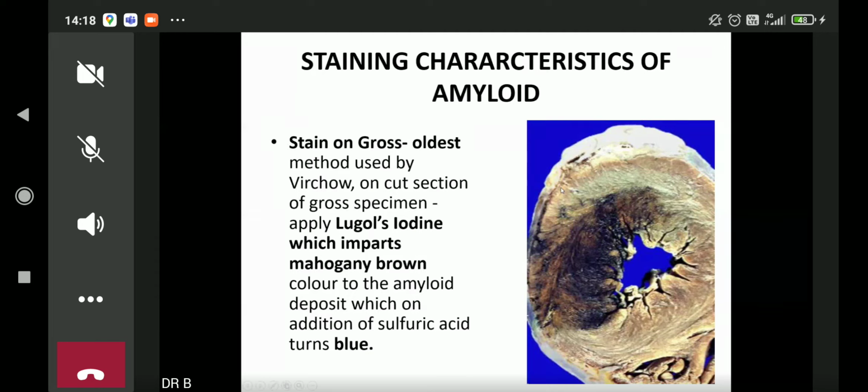So this on the right is a gross specimen wherein they suspected amyloid. And how did you demonstrate it? You apply Lugol's iodine. It imparts a mahogany brown color to the amyloid. And if you further add sulfuric acid, this mahogany brown will turn blue. That will confirm the presence of amyloid grossly.